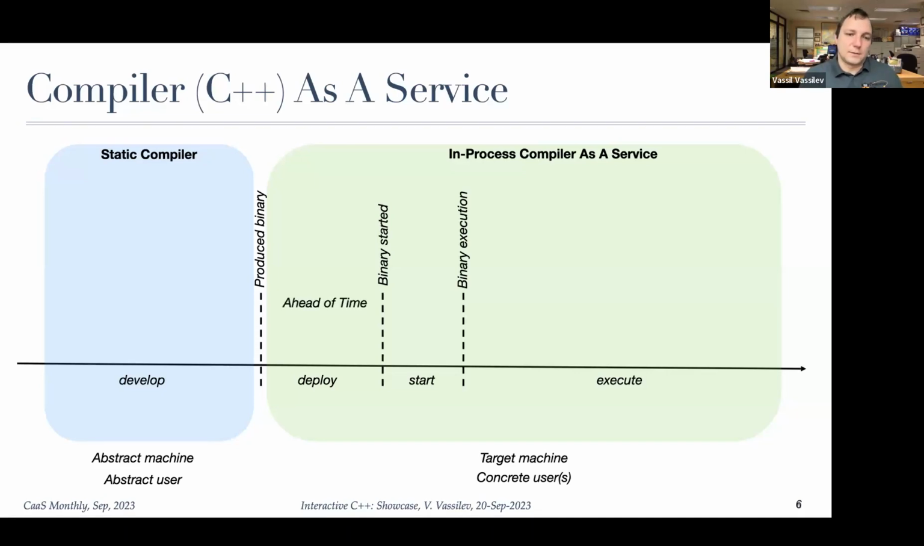These parts of the flow are generally known as ahead of time, when we deploy and before we start; just in time, at the point where we start the binary; and then the binary execution. This is the continuous optimization. We're not going to go into too many details here, but in general, we can continuously optimize our software.